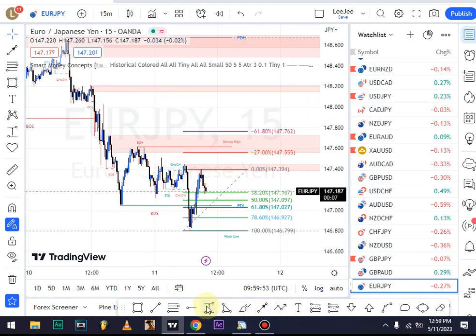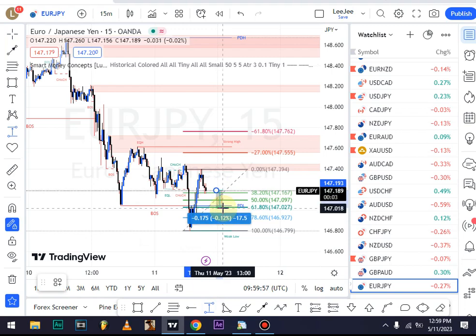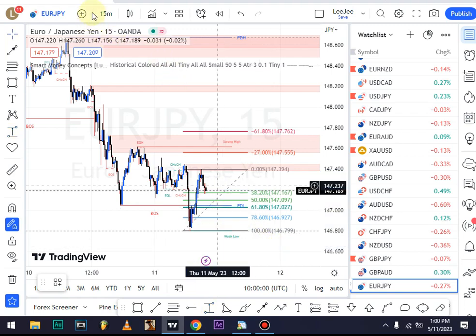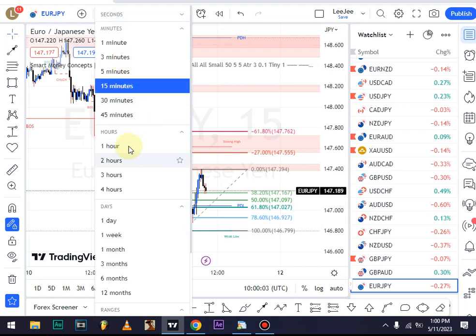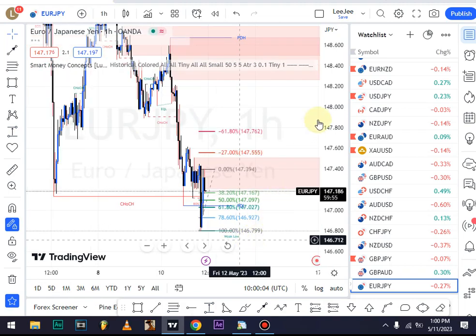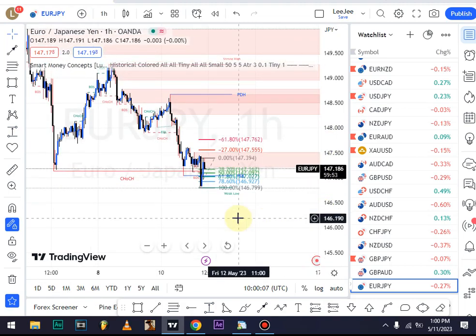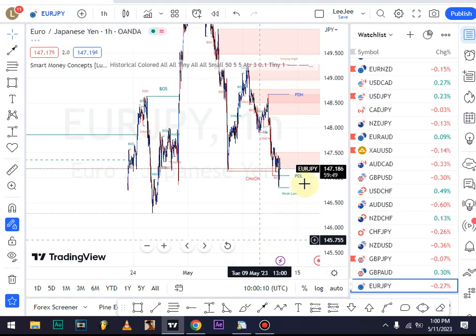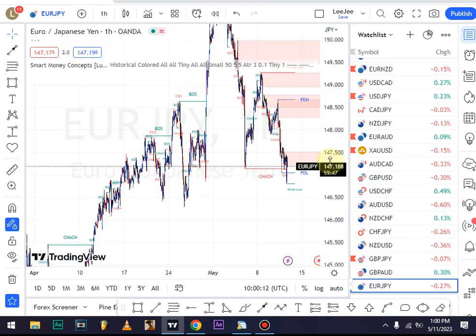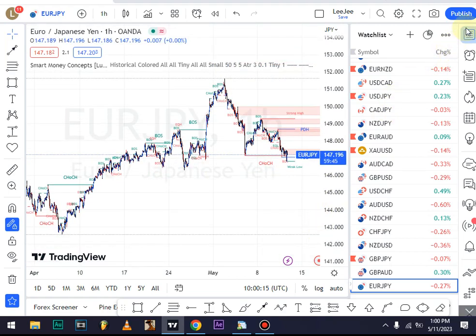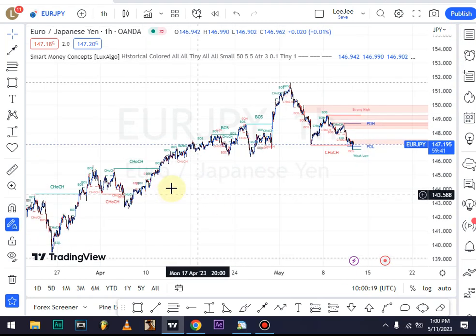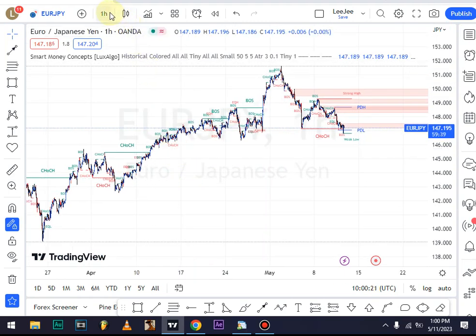This looks nice though. This looks so nice, gang. Oh yeah. I got one. Of course I have to see the general direction of the market. So basically we are still in an uptrend, gang.